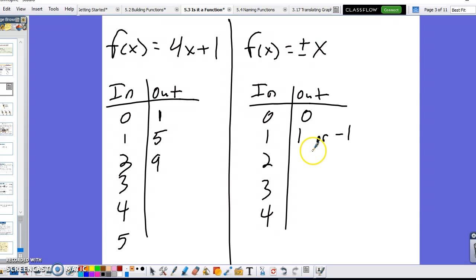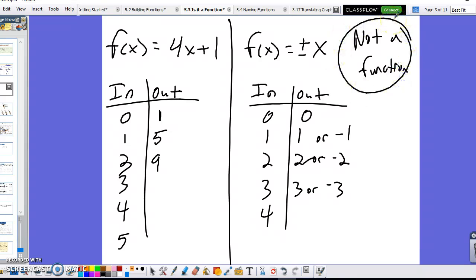Okay, well, that doesn't work already. And it's going to be the same down here. But it doesn't matter. As soon as I find one input that has more than one output, I know this is not a function. Doesn't work.